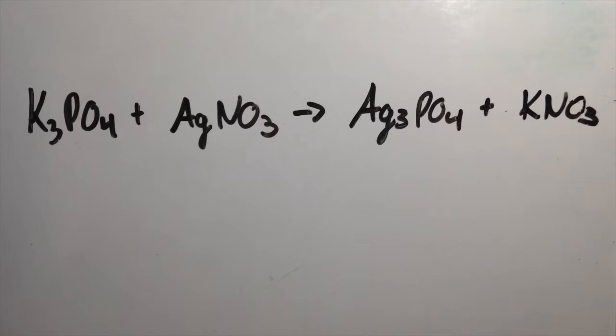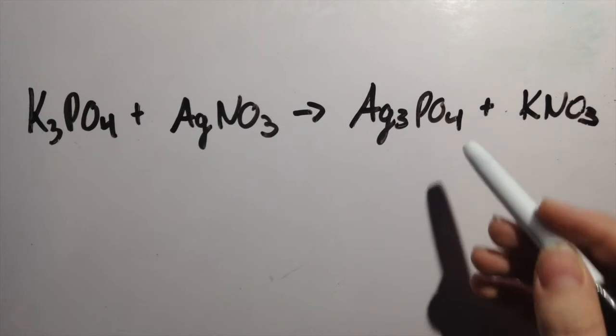Balance this chemical formula by using a simple rule. Start with the polyatomic ions, then do elements bonded to something else, and finally choose the hydrogens and oxygens last. Let's start with the phosphate ions.